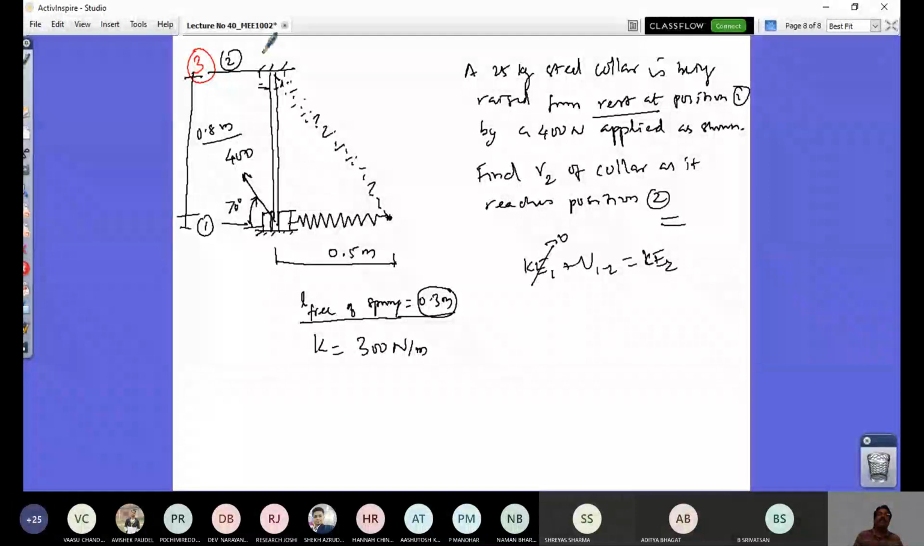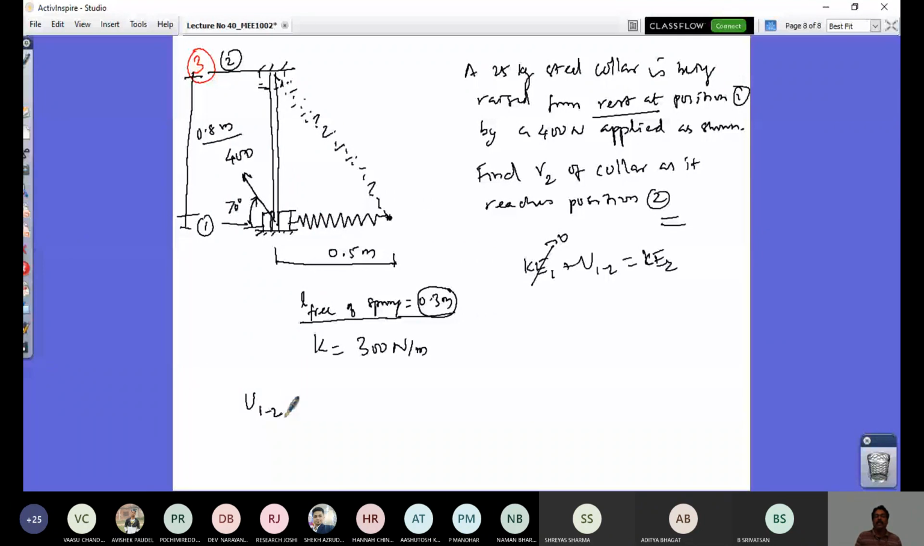So work done by this 400 Newton force, which is inclined, will have its component along the bar and perpendicular to the bar. Along the bar will be contributing for work for a displacement of 0.8 meter. And the weight is acting down, so work against weight is negative work. And the spring work from position 1 to 2 is to be calculated.